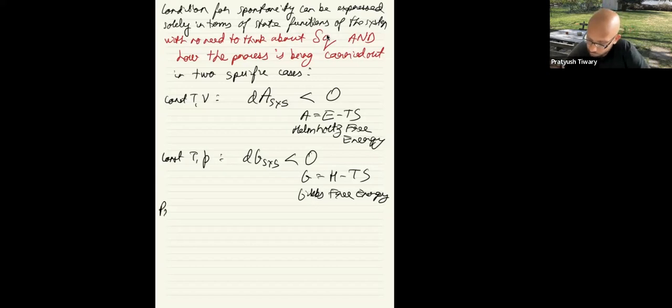So let's prove this. Proof that this is really true. And the proof is quite simple. We will prove this and then we will stop for the day. Next time, or maybe do a little bit more.